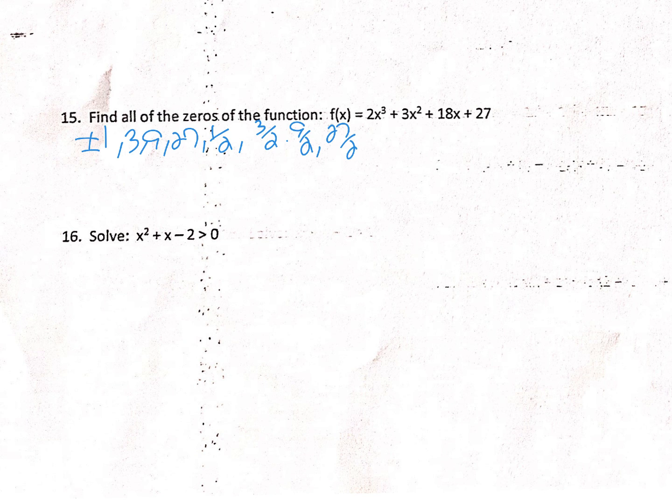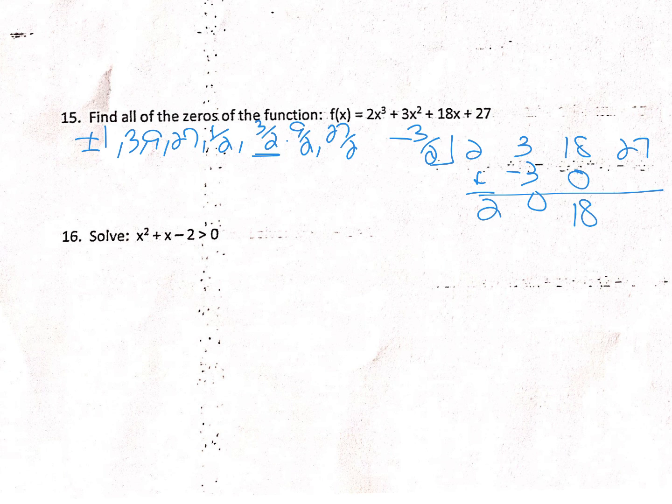Then I'm going to punch it in my calculator and see where it crosses the x-axis. So when I do that, it looks like it may cross at -3 halves. All right, so I'm going to put that in the box to make sure it crosses there. And I'm going to bring down the 2 first. Multiply, that gives me -3. That's gone. Multiply, add, multiply. It does. It got 0 at the end. That's awesome.